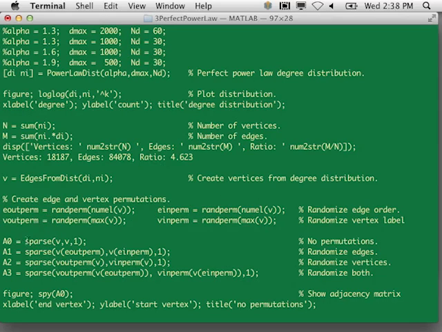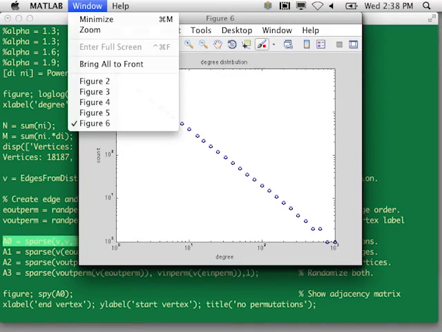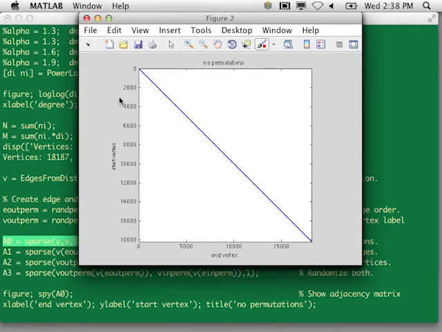So if I don't permute the data, I just have A0 here. I just pass in the vertices that were created. I create a non-permuted adjacency matrix. I can then look at that. And that just shows you, this is the adjacency matrix. This isn't a plot. It just shows you that I created a vertex that's entirely self-loops. Not very interesting, but nevertheless, completely consistent with a perfect power law degree distribution.